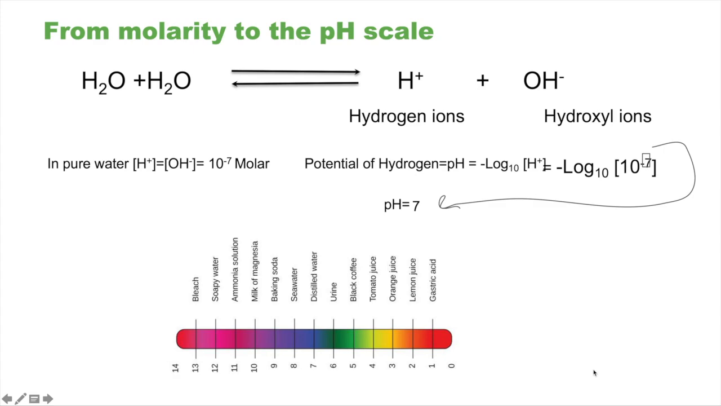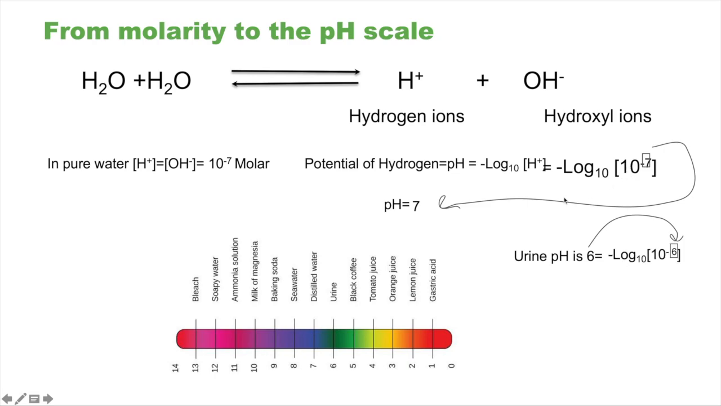Now let's talk about urine. Urine has a pH of 6 as shown in this scale. What does that translate into in concentration of hydrogen ions? In this formula, remember the number that is the pH is going to be the exponent on the 10.